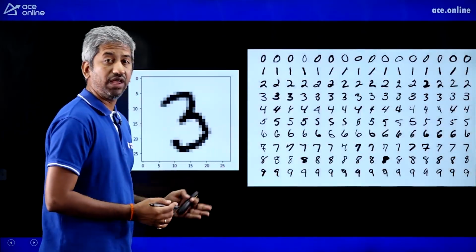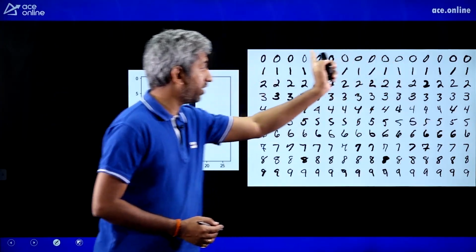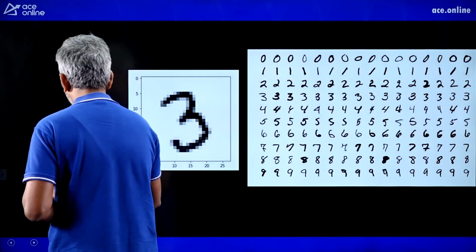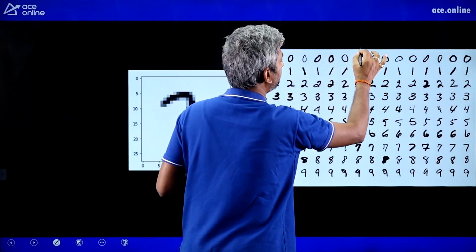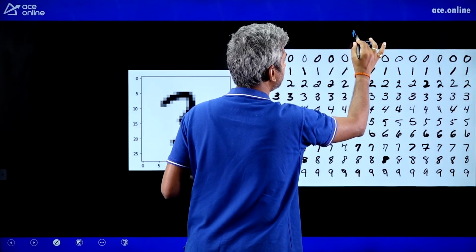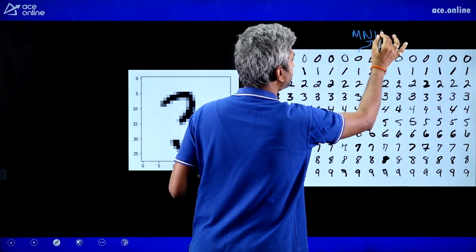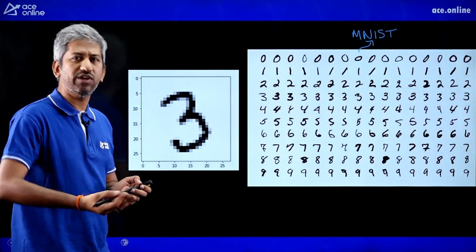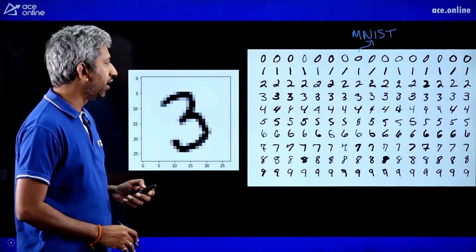Here we have a data set. This is a very popular public data set, the MNIST data set. It is a public data set. Anyone can use it.